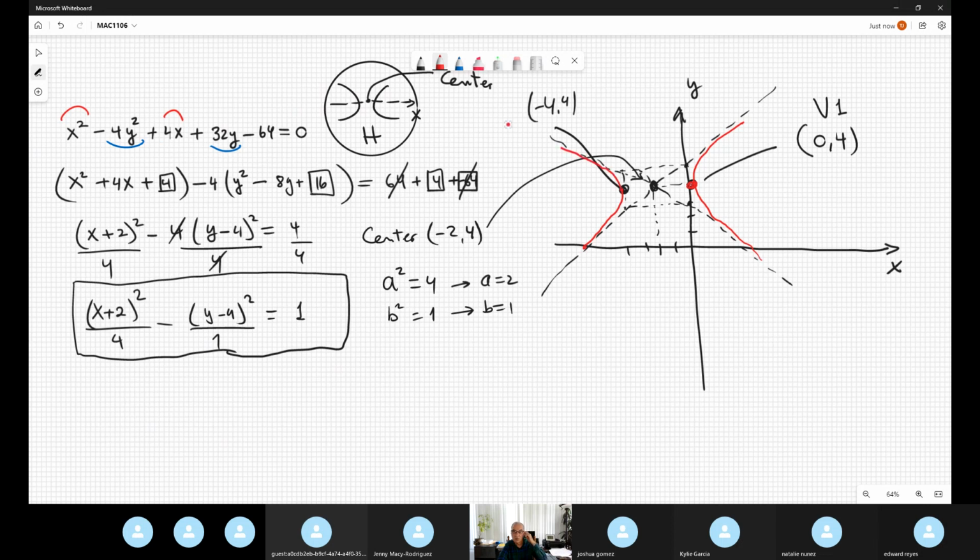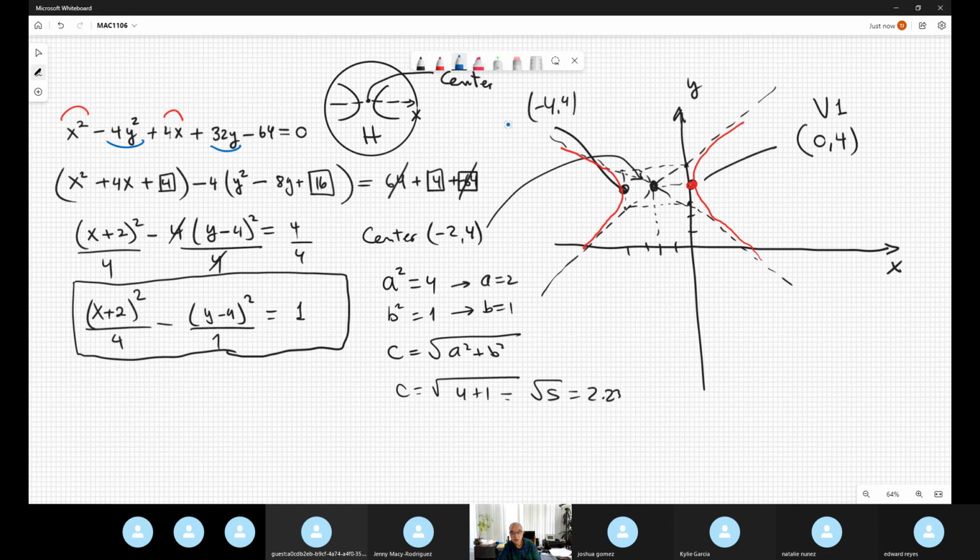That's it. No, I need the foci. And the foci is located at distance C. How do I find distance C? Distance C is the square root of A squared plus B squared. Look at this different equation. In this case, C is equal to 4 plus 1, which is 5. Square root of 5, that is 2.23.